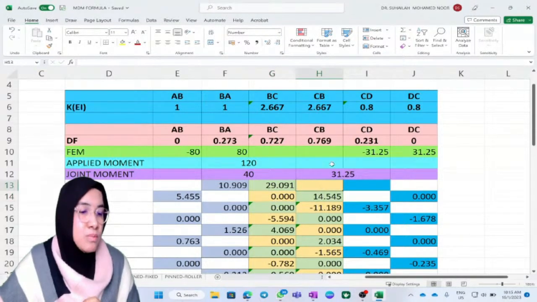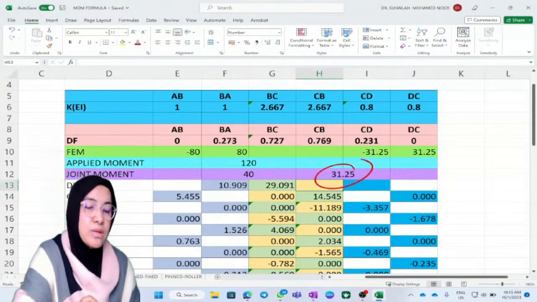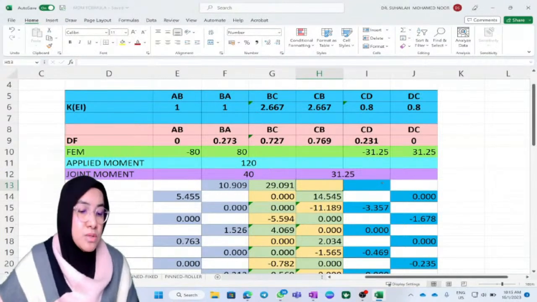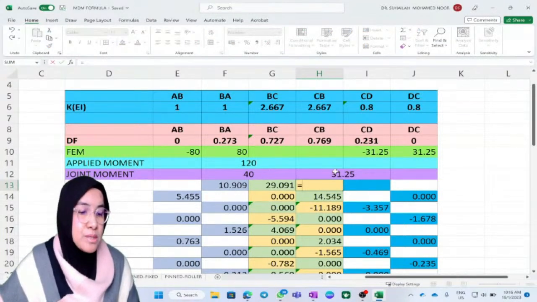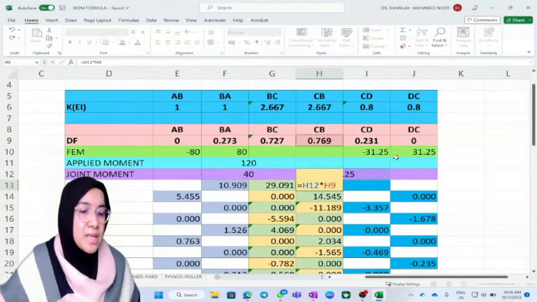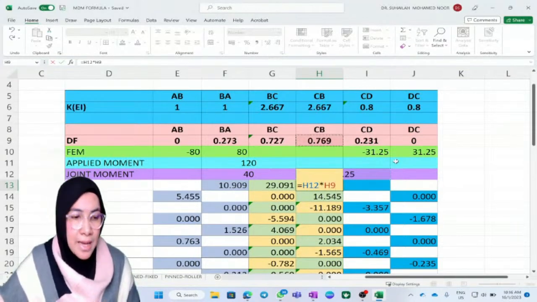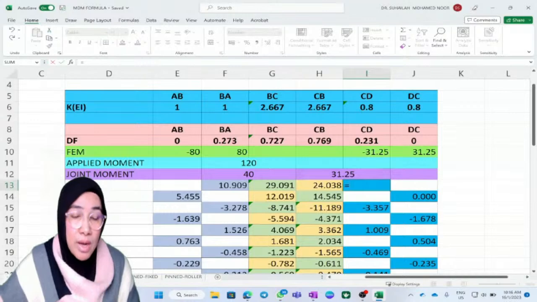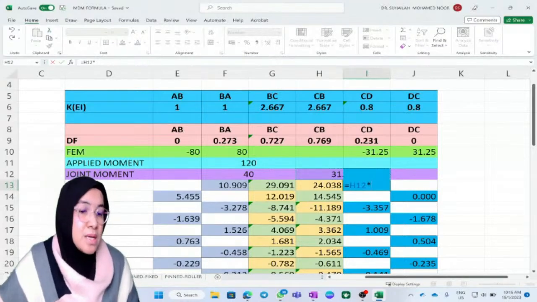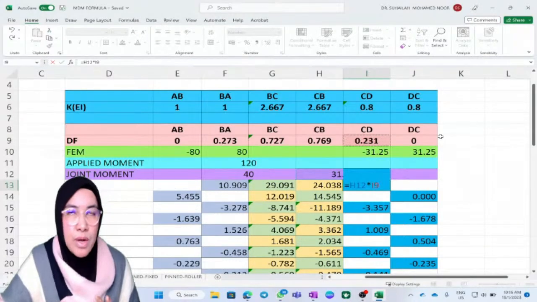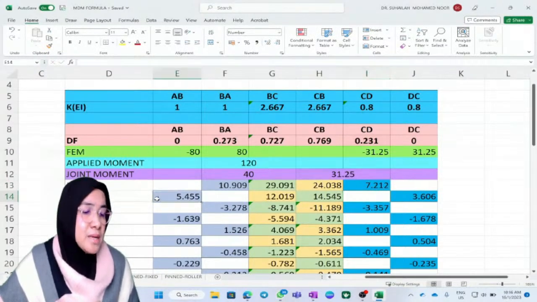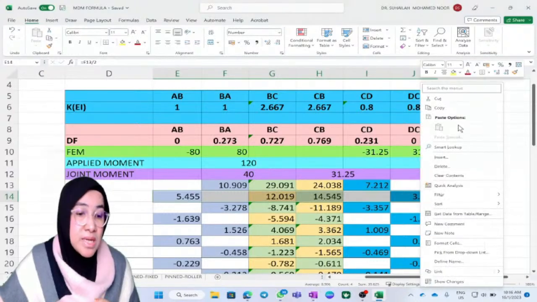Okay, so move to joint C, so we have 31.25. This is already joint moment, so it is joint moment times with factor 0.769, so we get 24.038. And joint moment times factor, the factor is 0.231, so we get 7.212. Okay, then the step after distribution is carry over.